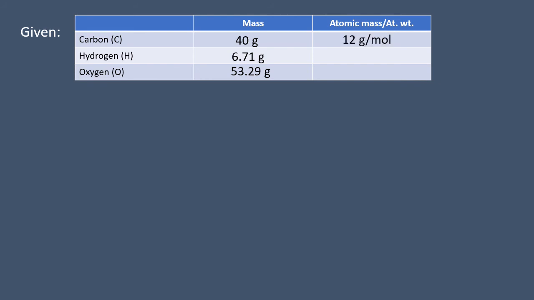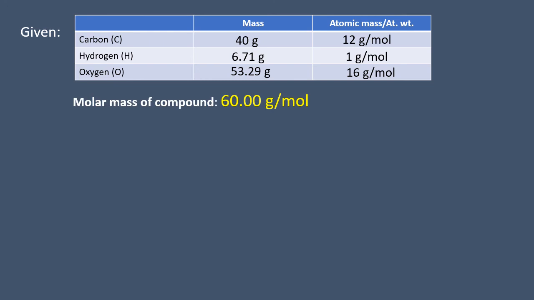The atomic mass of carbon is 12 gram per mole. The atomic mass of hydrogen is 1 gram per mole. And the atomic mass of oxygen is 16 gram per mole. And the given molar mass of the compound is 60 gram per mole. In order to determine the chemical formula of that unknown compound, you must follow these steps. Let's have the first step.